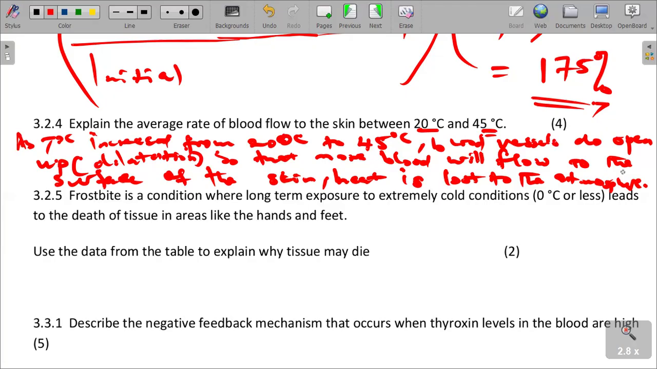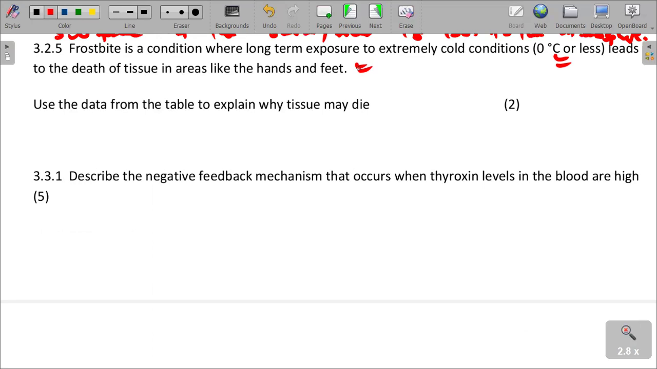So let's look at question 3.5. Frostbite is a condition where long-term exposure to extremely cold temperatures leads to the death of tissue in areas like the hands and feet. We have seen that when it is too cold, the hands or the feet get so cold. So it is a condition where long-term exposure to low temperatures results in death of tissues in the areas of the hands and the feet. So use the data from the table to explain why tissue may die.